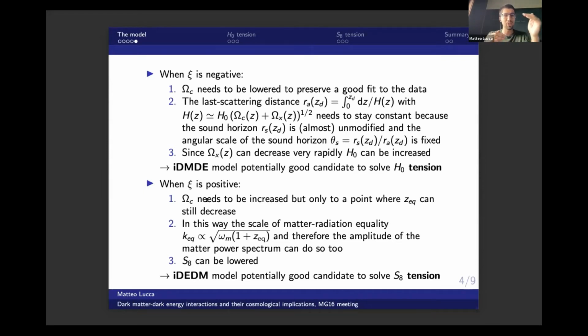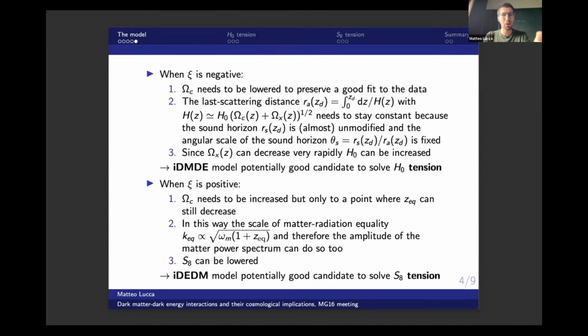You have to increase the value of omega C to compensate for the decrease in the past. But you only need to do it to the point where the redshift of matter radiation equality is decreased with respect to lambda CDM. And if you do so, then you can also decrease the scale of the matter radiation equality, which directly depends on the corresponding redshift, and the amplitude of the matter power spectrum, in particular at very large k values, so that in this way, the model allows you to try to address the sigma 8 tension.